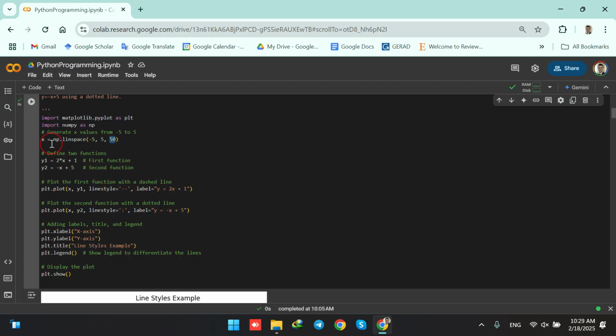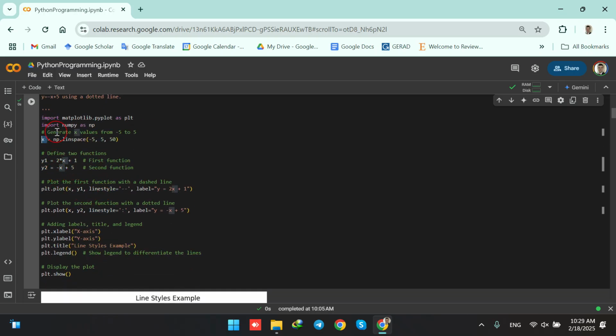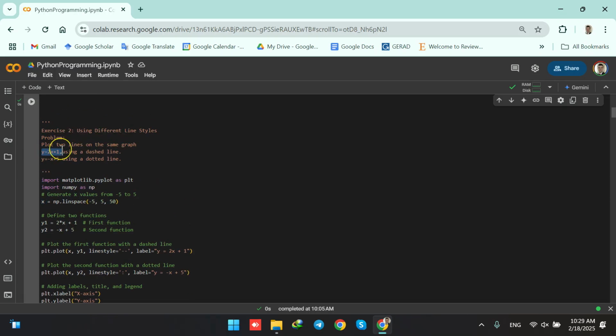Now that we generated the values for x, we need to generate values for y. Because we are having two y functions, we are going to define them separately. So we are going to have y1 and y2. y1 is the first function, which is 2 multiplied by x plus 1, and y2 equals minus x plus 5. So this is exactly like the two functions that we are having here.